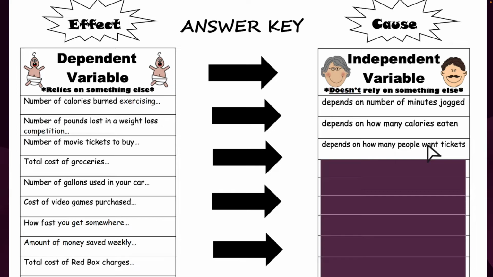If it's just me going to the movies, I'm probably only going to buy 1 ticket. But if it's me and my whole family going, I'm going to buy 5 or 6 tickets, depending on how many go. Because I have a whole house full of people. So that just depends on the number of people going for the number of tickets you're going to buy. So cause, number of people going. Effect, number of movie tickets you buy.